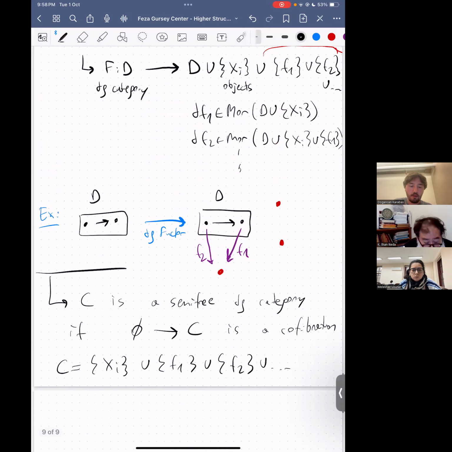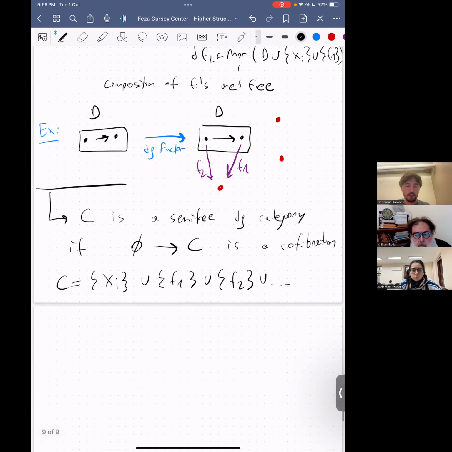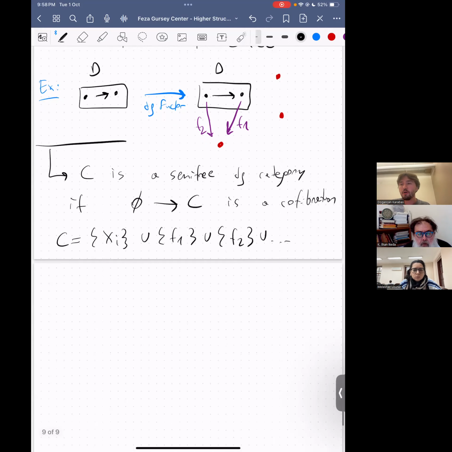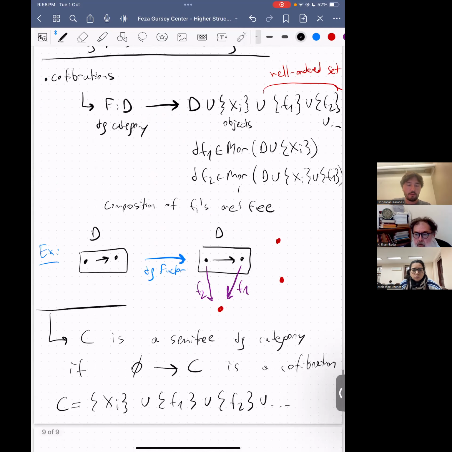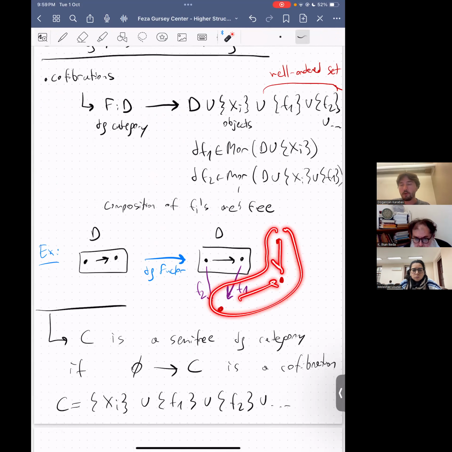By the way, I should also say the compositions of the Fi are free. So they freely compose. There's no relation between them. So if F1 and F2 compose, they compose. It's not zero. So arrows freely compose with each other in this construction. And a semi-free DG category is just, there's no D to start with. You just start with adding these red points, then draw some arrows between these red points, adding arrows freely.